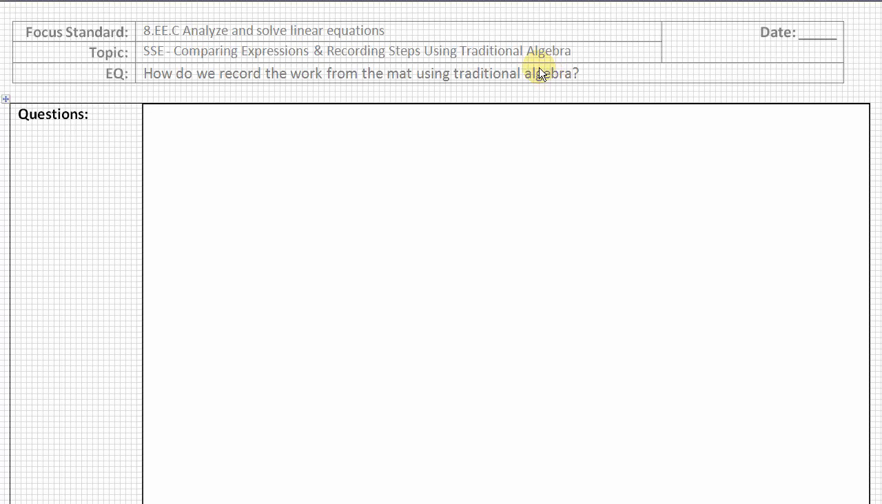So this is going to be one of our last ones on comparing expressions, and we're closing in on the end of the unit. So we're starting to take all these steps we've been conceptualizing about how to compare expressions and simplify them, and start to work with it in a more traditional algebraic method.